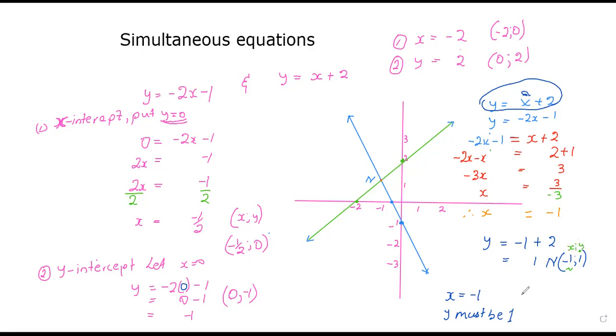If you substitute x is equal to 2, we can't get 1. Or if we substitute y is equal to 1, surely we must get x is equal to -1. That you can do as a substitution. That's why we say this coordinate satisfies the two equations at N at the same time. That's where we have the word simultaneous, at the same time.